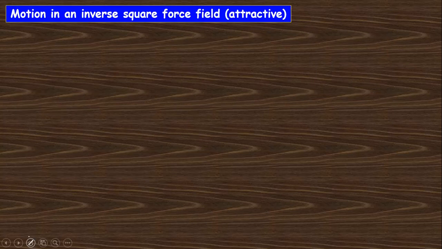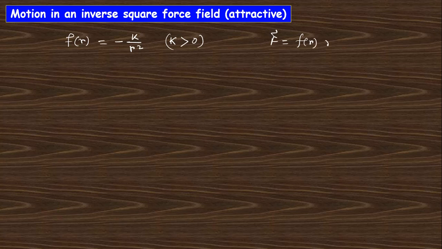Clear? So for the inverse square law, we want to find the motion of a particle under an attractive force. In case of attractive force, we want to find the equation of motion of this particle. Okay, so in case of an inverse square field, f of r will be some constant by r square. Since this is attractive, you will get this negative, where k is greater than 0. The central force, you remember, this will be f of r r cap. This f of r will be taken as this in case of an inverse square force field.